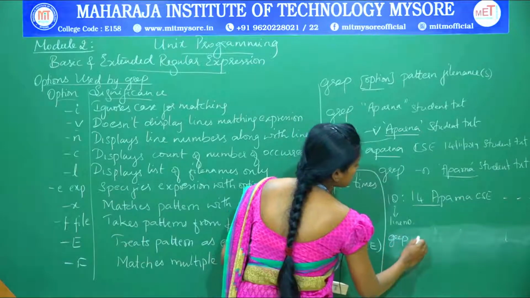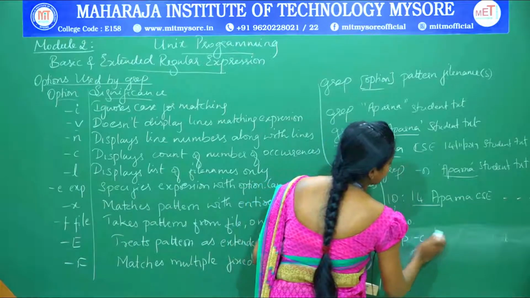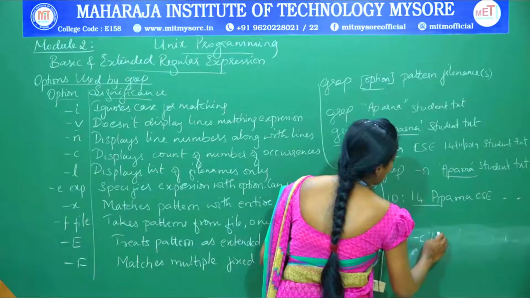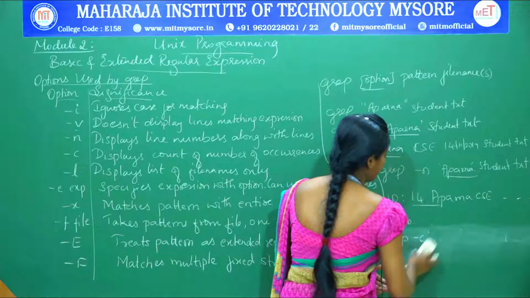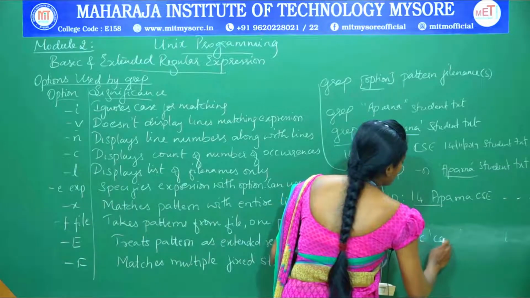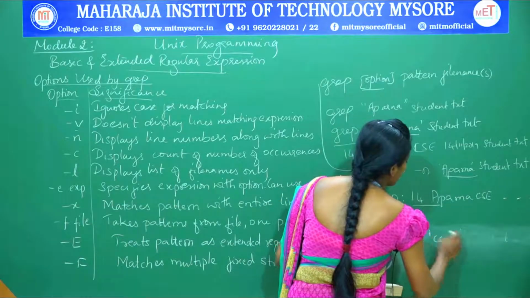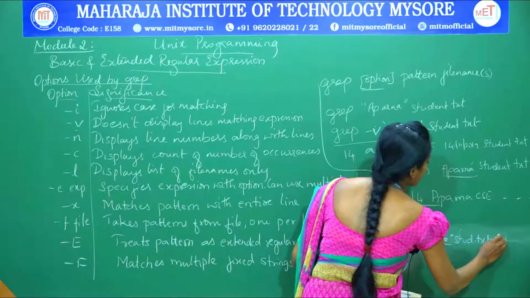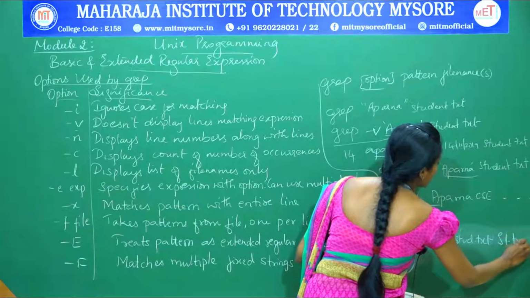grep -c, the pattern is CSC, the student.txt file and one more file, s1.txt.